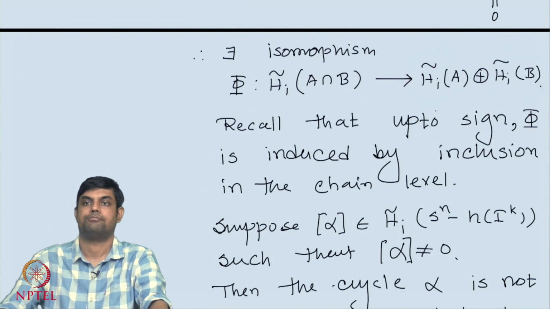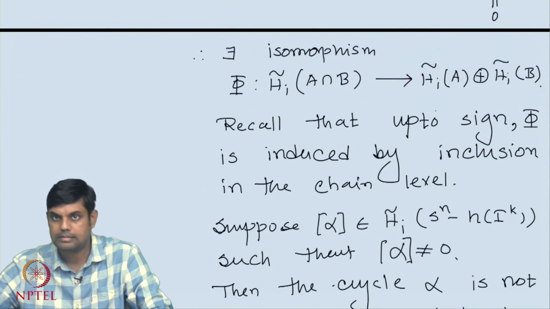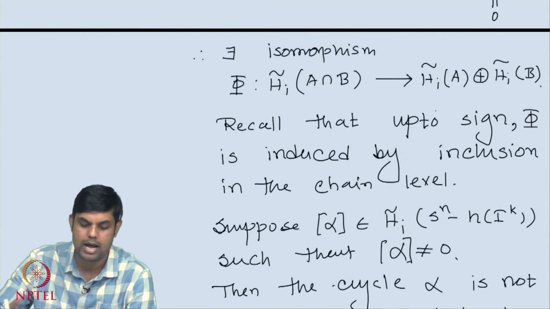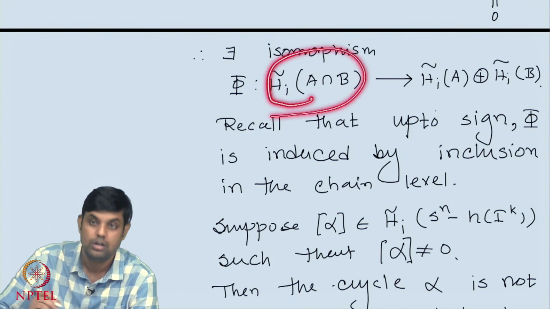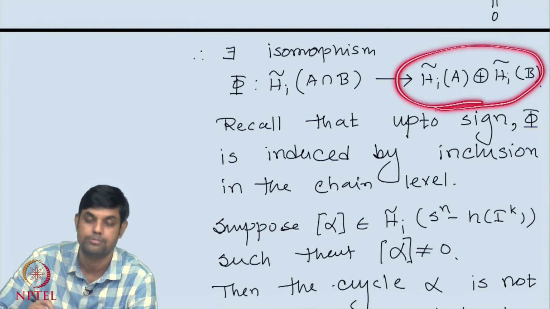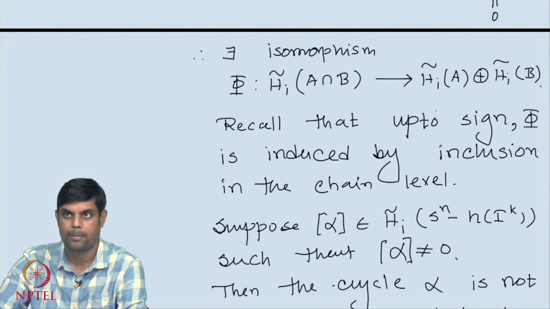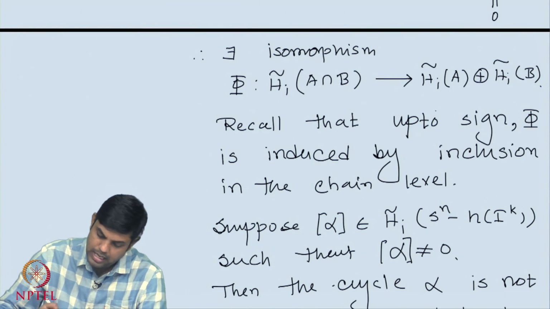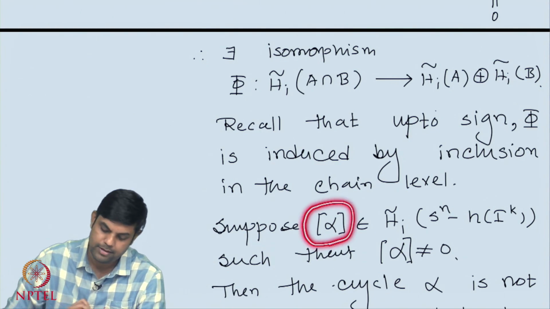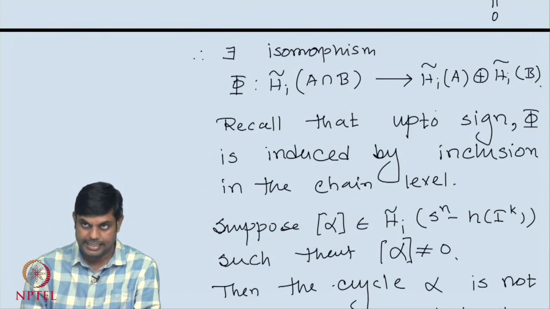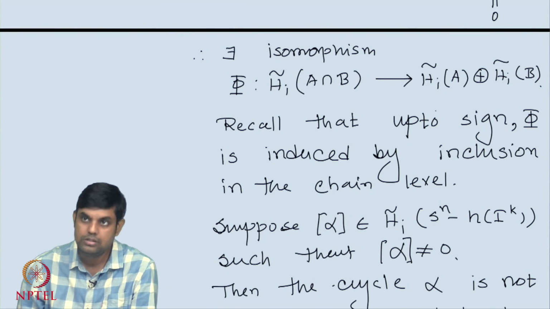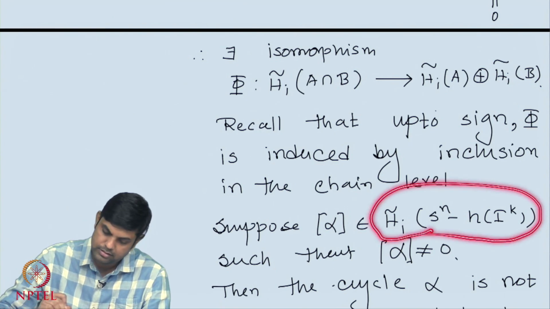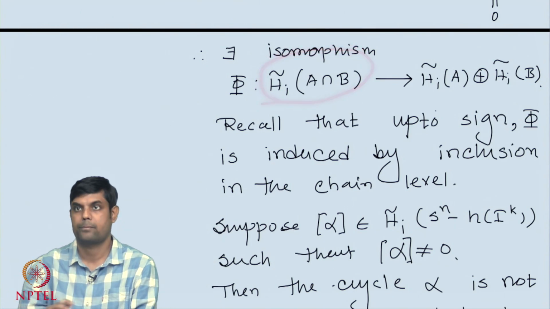Now I want to prove that this is 0. So all I have to show is that these things are 0, that is the point. Now let us suppose alpha is a chain which is non-zero in the i-th homology of S^n minus I^k, which is here.